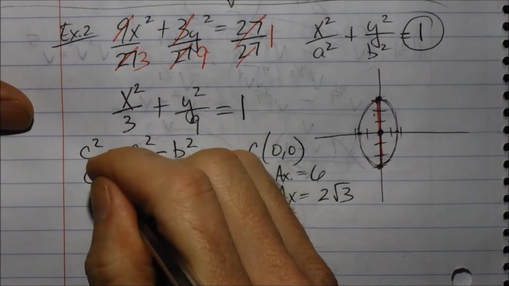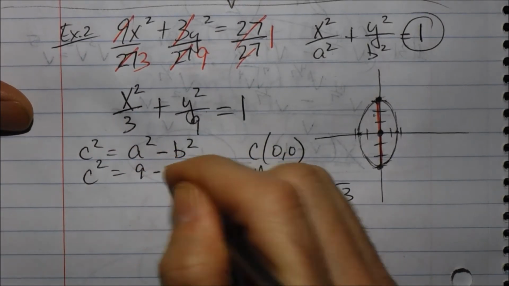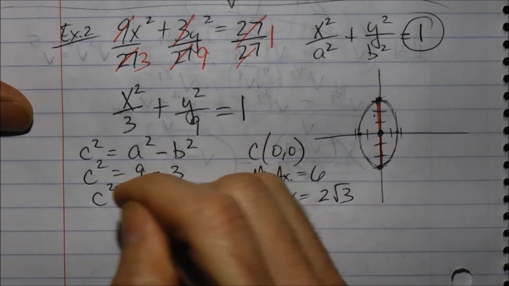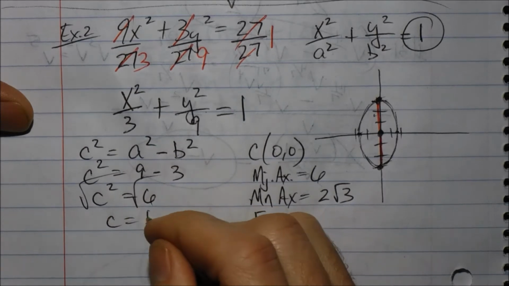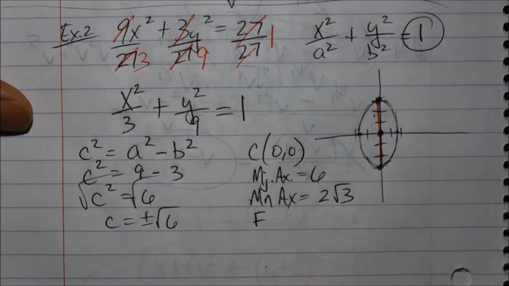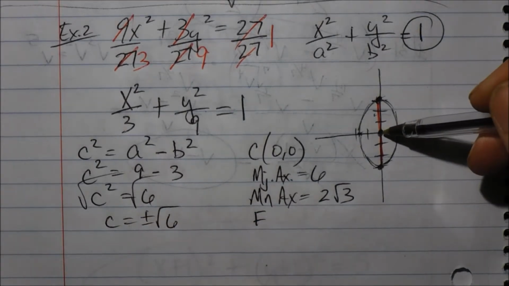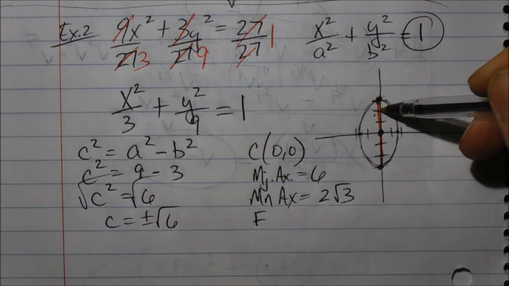You can't go there. We need real numbers. All right, so c squared equals 9 minus 3. Boy, that's easy. c squared equals 6. All right, square root, square root. c is equal to plus or minus the square root of 6. Okay, so that's the distance from the center to your foci.